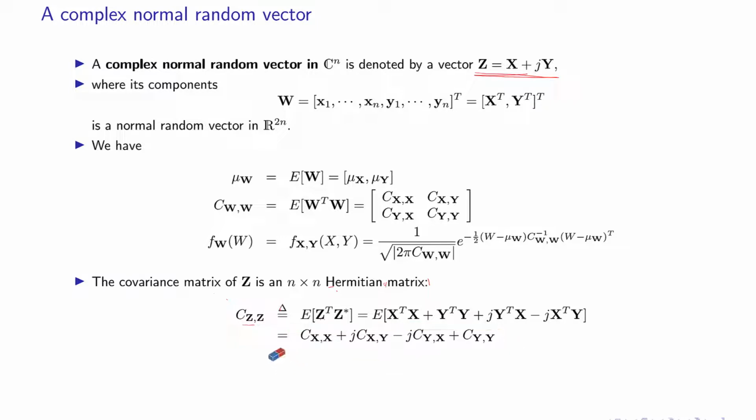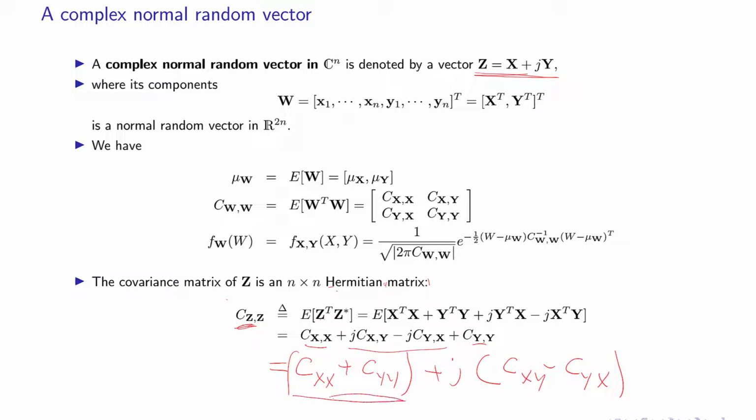In other words, the covariance matrix of z has two terms. Let me write it. This is the real part, and these two are the imaginary part. So it's going to be Cxx plus Cyy as the real part of Cz, and then plus j times Cxy minus Cyx. So the real part is the sum of these two diagonal blocks, and the imaginary part is the difference of the anti-diagonal blocks. In other words, you add the diagonal parts in order to get the real part of Czz, and then you subtract the anti-diagonal parts to get the imaginary part of Cz.